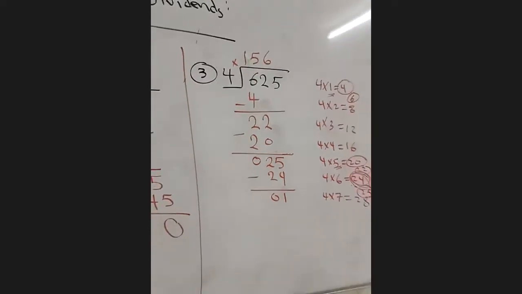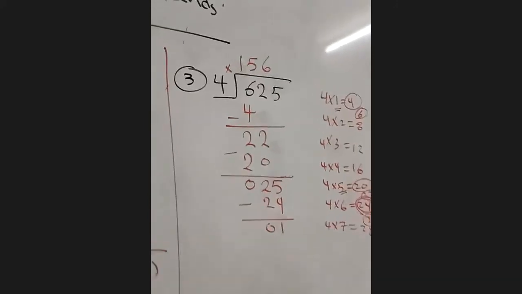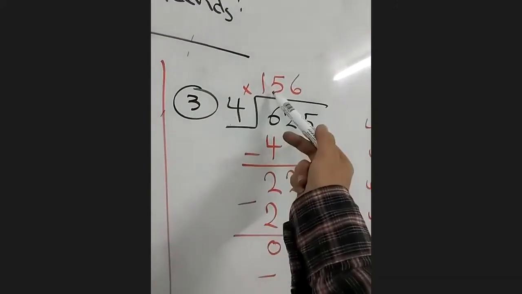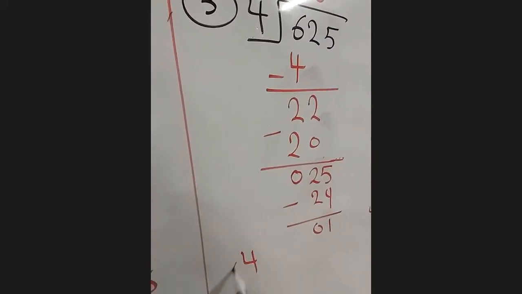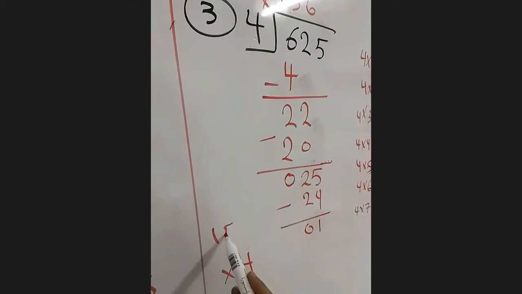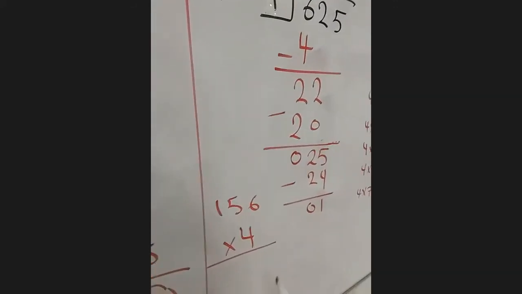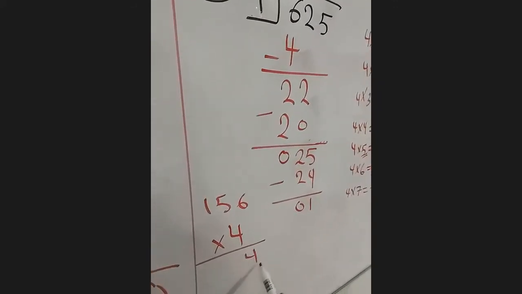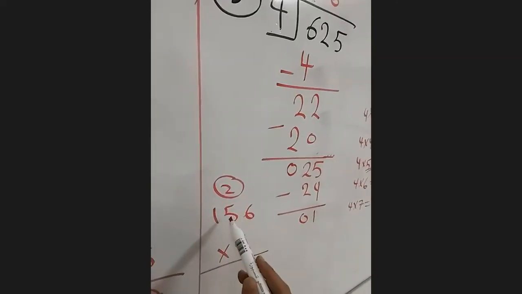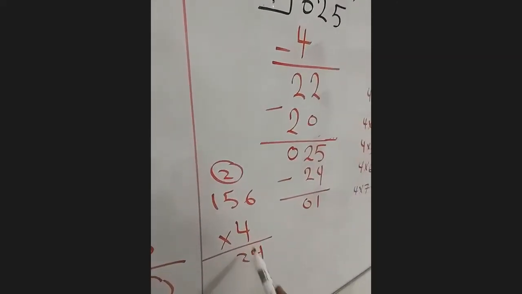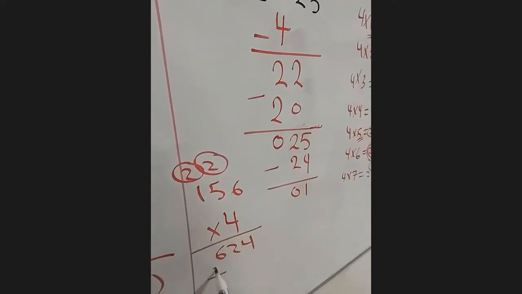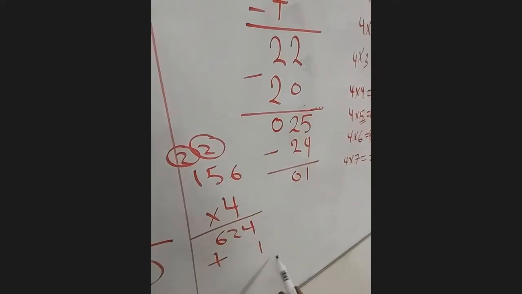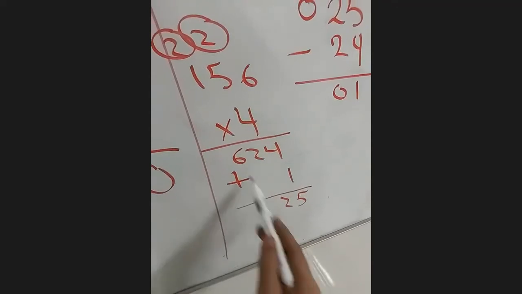Now, to check our answer, guys, we multiply the divisor with the quotient, then we add the remainder. Let's do it together. 4 multiply the quotient, 156. First, 4 by 6, 24. 4 by 5, 20 with 2, 22. 4 by 1, 4 with 2, 6. Plus the remainder, which is 1. 4 plus 1, 5. Then 2 comes down, then the 6.